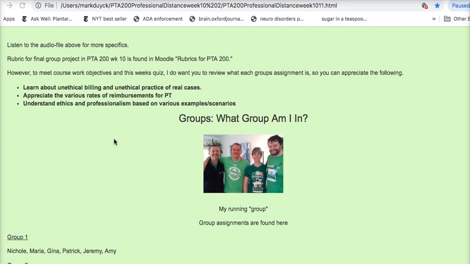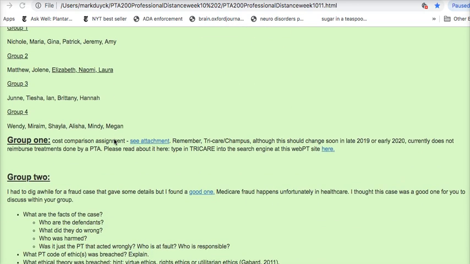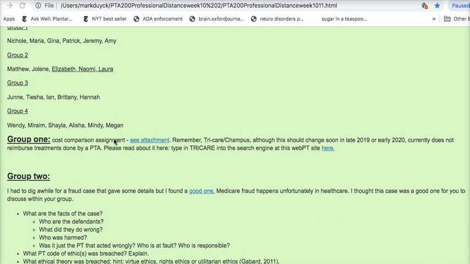So the rubric is found in Moodle, where the other rubrics are found. You have different assignments that correspond with different groups, so they're not all the same. The first group, you're going to go ahead and create a schedule for yourself, and the instructions are found in here. They are, I think, pretty clear.